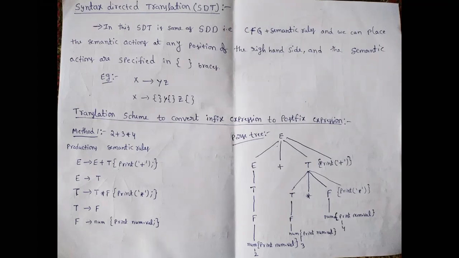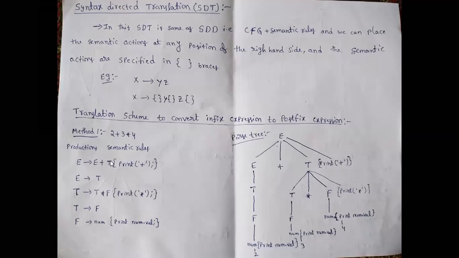Okay, so for the given expression, what productions do we take, and what are the semantic rules? Look at these. Here, in this expression, we have the plus operator and the star operator. So we are considering the production E produces E plus T. Okay, so what is the semantic action? Here the semantic action is print. What is the symbol here? Plus. So within single quotes we use the plus operator, then a semicolon, and we use the curly braces.